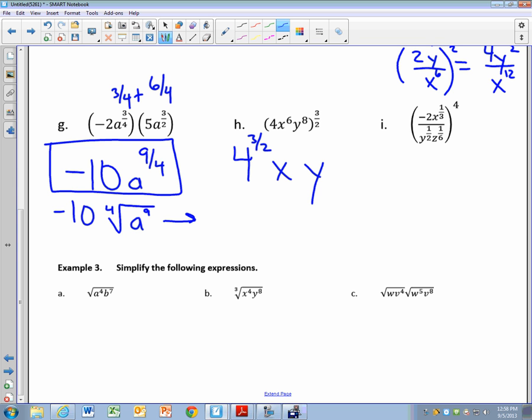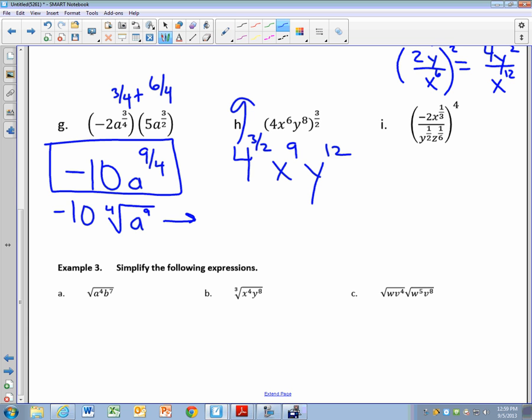What is 6 times 3 halves? 9. 8 times 3 halves? 12. Now, this problem would be done and done, except for the fact that we need to deal with this 4 to the 3 halves.